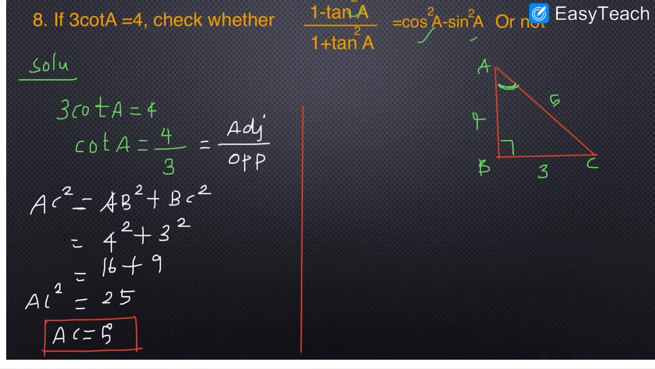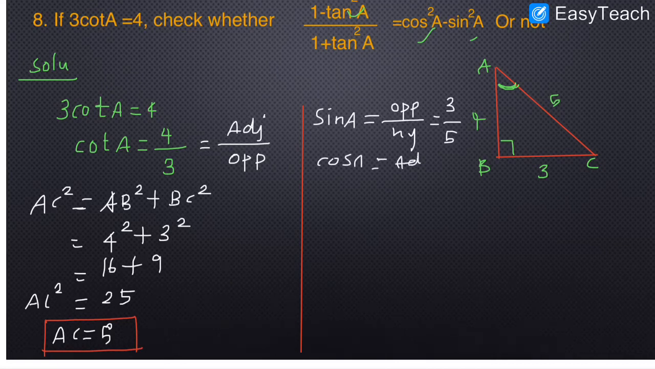Then what are the ratios we need? See, cos, sin, tan, everything we need. Let us find out first sin A, which equals opposite by hypotenuse. So 3 by 5 for sin A. For cos A, adjacent by hypotenuse, so 4 by 5. For tan A, sin by cos, so 3 by 4. Now we found all the 3 values that we needed.